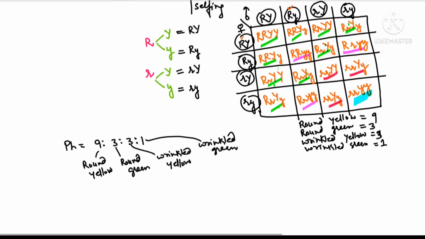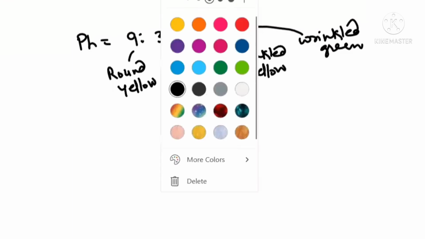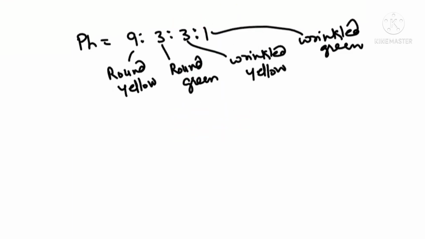Now let me teach you one more concept. Now see, beta, how many total round are you getting? If you have to count how many round you are getting, check carefully. You will say total round are 12. And if I ask you how many wrinkled, your answer will be total wrinkled are 4.